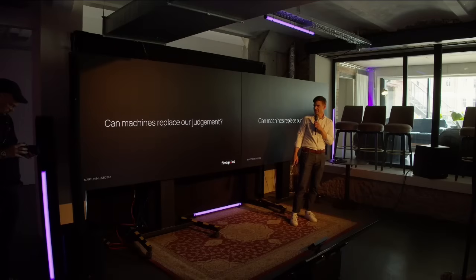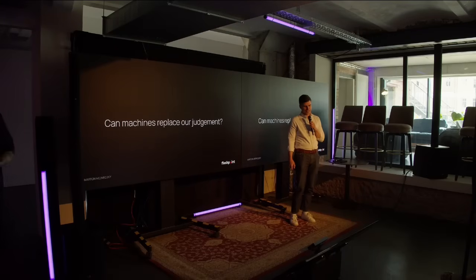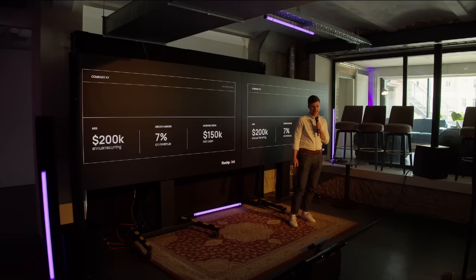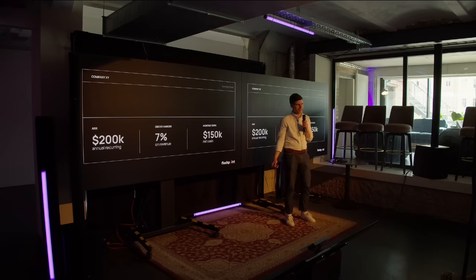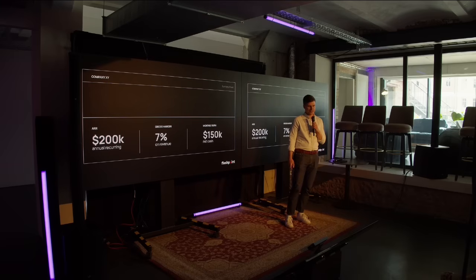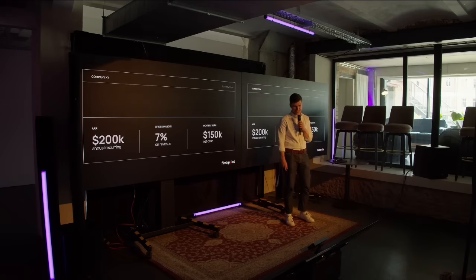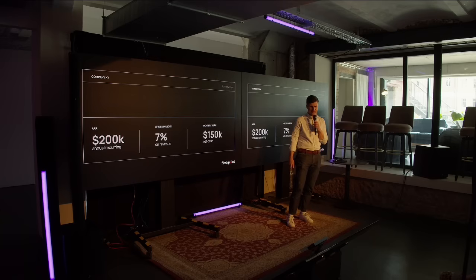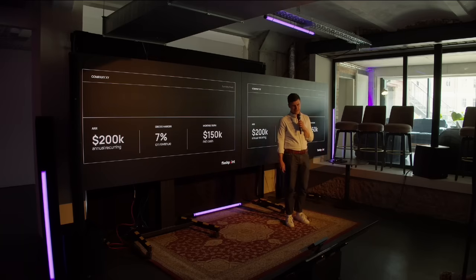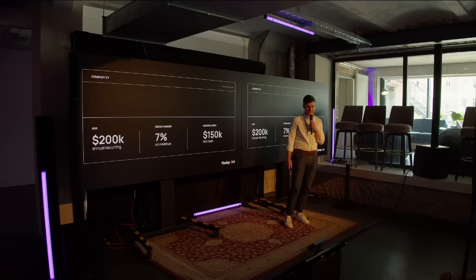So today we're going to talk about judgment and data. I work as a VC, and as a VC, you're seeing hundreds of companies basically every year. A couple of years back, we saw this company, and as you can see, the metrics were not the best. It had 200K of ARR, 7% gross margin, and a pretty large burn of 150K. So these are not the best metrics.